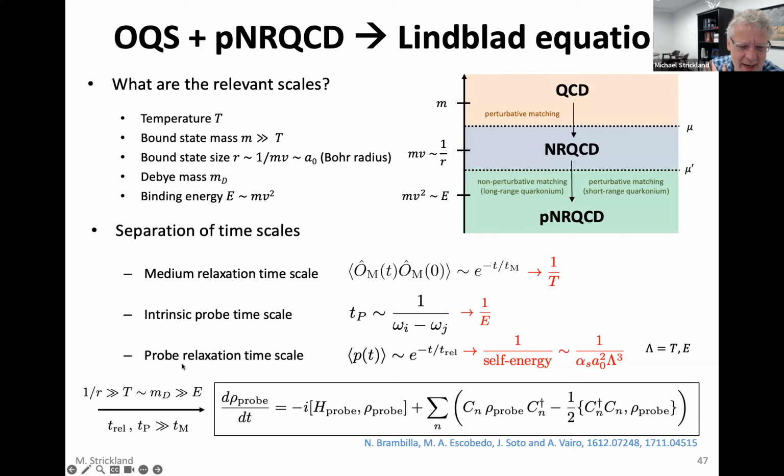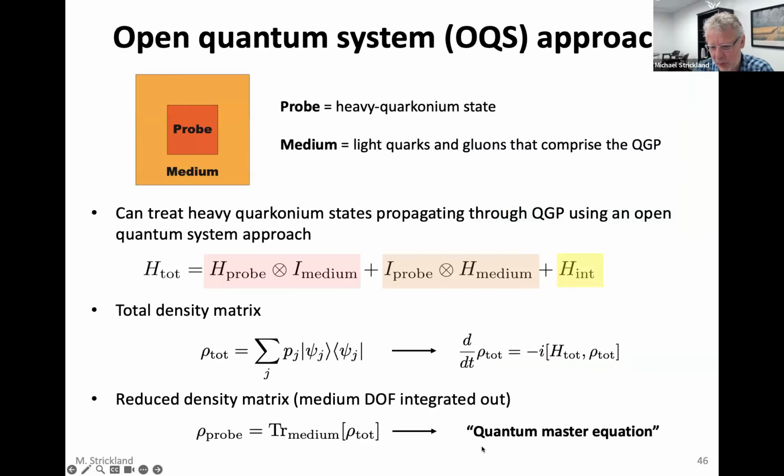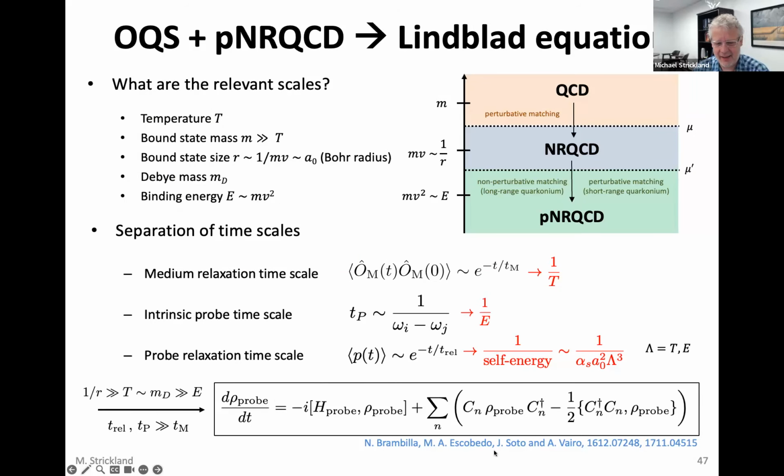What that translates into is that these two scales down here, the intrinsic probe time scale, which I call TP, and this probe relaxation time scale, tau relax, are much greater than the medium relaxation time scale. This precisely gives you the Markovian limit, which means that after my probe has passed through, the medium relaxes back to equilibrium super quickly and forgets that there was even a probe propagating through. That's what results in this Markovian evolution. And there's a general statement, as I said before, that in all open quantum systems in which the evolution is Markovian, you can always map this quantum master equation into something called a Lindblad equation.